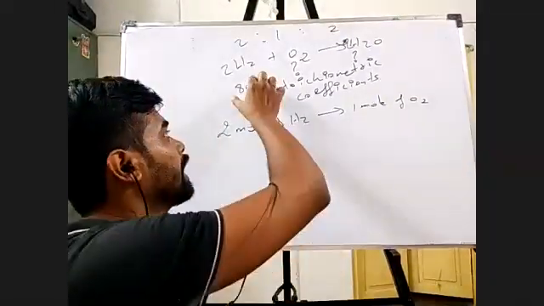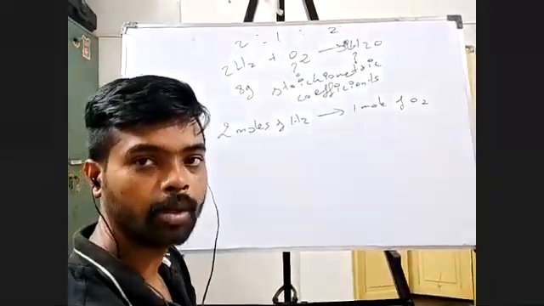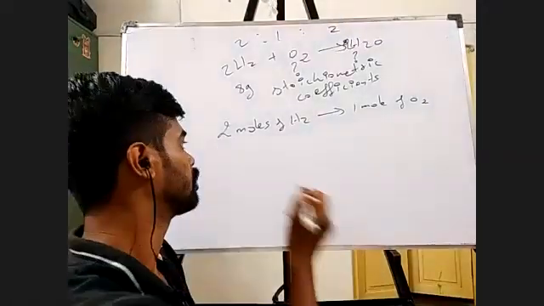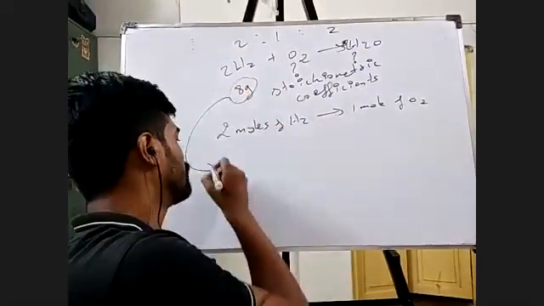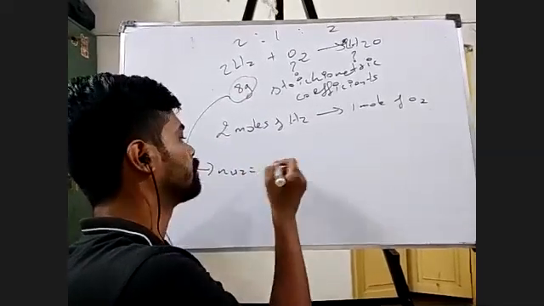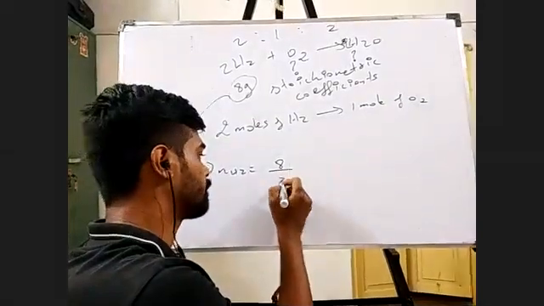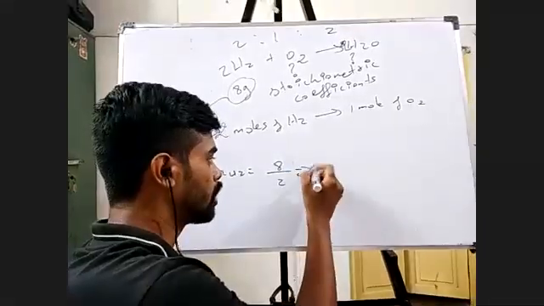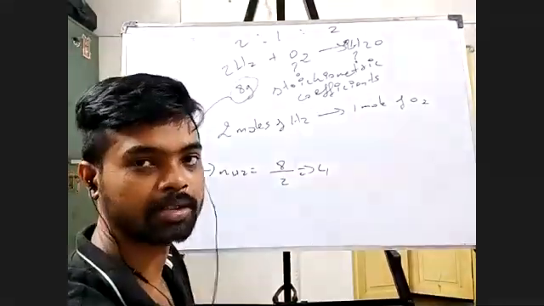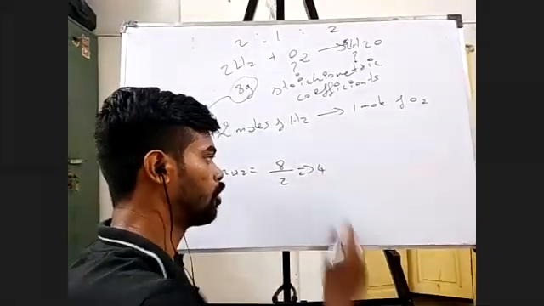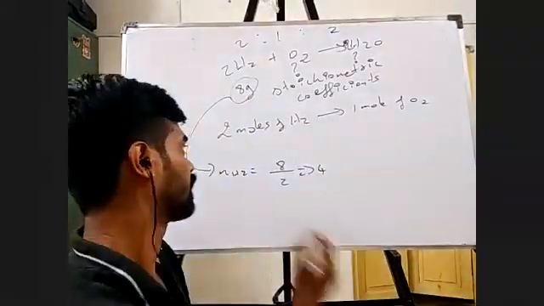Now I'm going to use the data. They're telling us that 8 grams of H2 is there. Let's see how many moles. Number of moles of H2 is 8, the given mass, divided by the molecular mass of H2, which is 2. So I have 4 moles of H2 present.